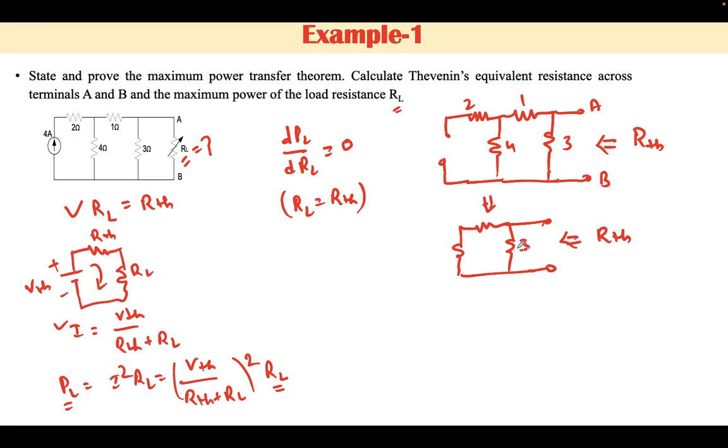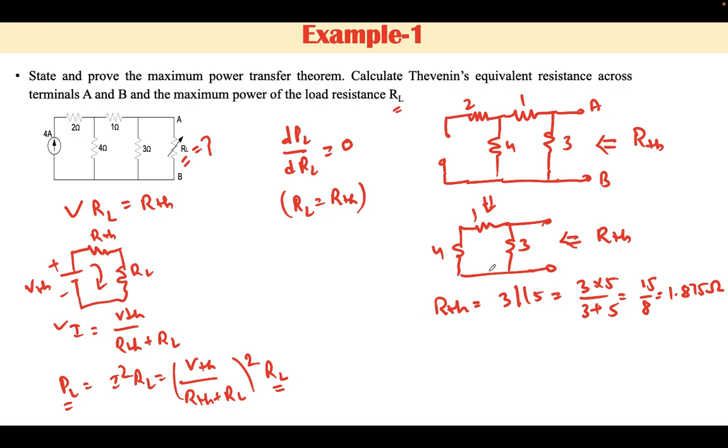Here it is 3, 1 and 4. This is 5 and this is 3, and hence the parallel combination will give RTH. RTH will be equal to 3 in parallel with 5, which is 3 into 5 divided by 3 plus 5, equal to 15 divided by 8, equal to 1.875 ohm. Now we find VTH.